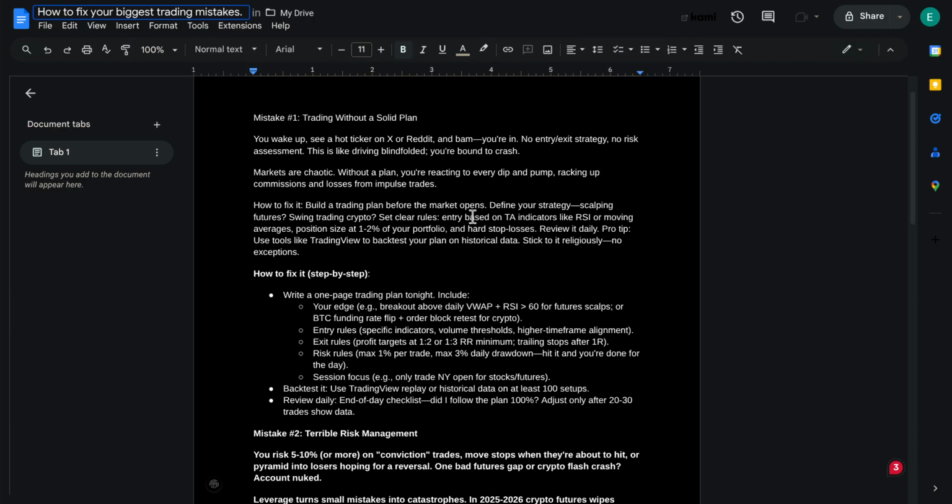At the end of the day, did you follow all your rules? And you can maybe adjust this later on, but I would say, yeah, for the first 20 to 30 trades, just don't change it at all. Stick with it and just see what happens.